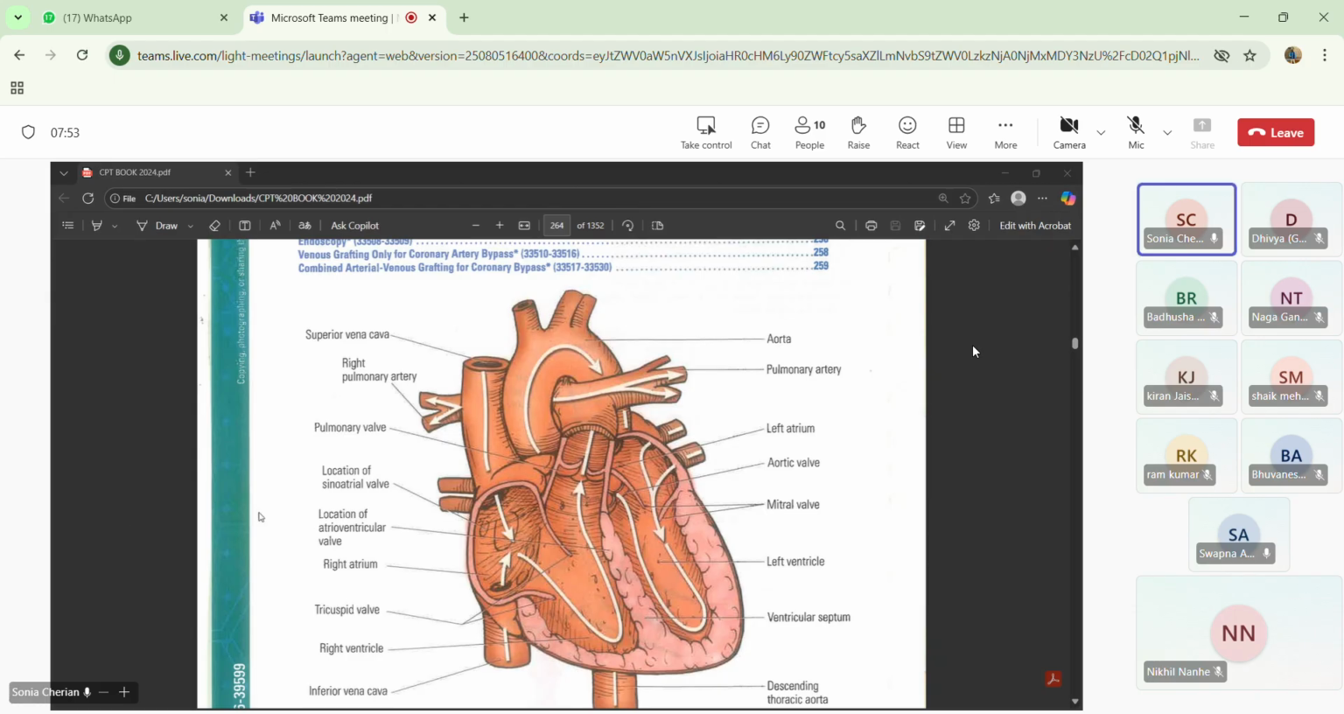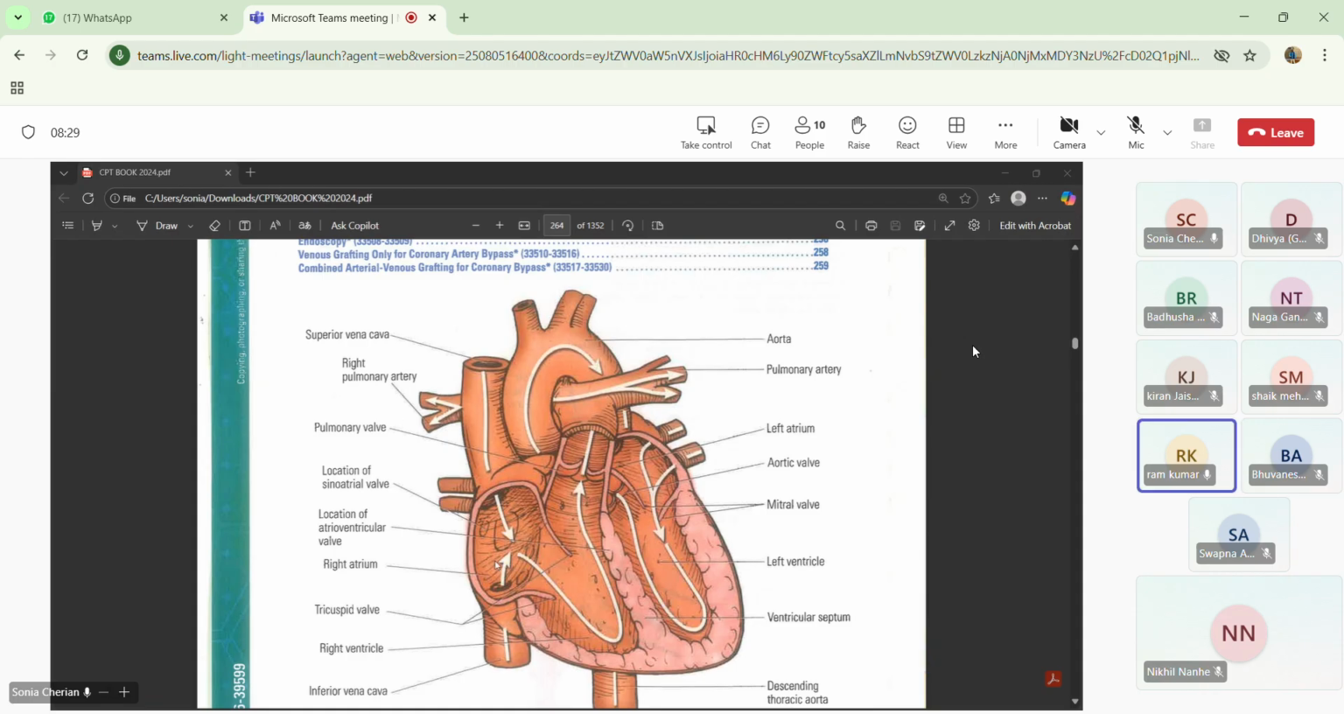So what are the common conditions or disorders that affect the heart? We have common conditions like arrhythmia, right? Arrhythmia is nothing but the heart beating too fast or too slow, an irregular rhythm. So that is one condition. We have tachycardia, bradycardia. All these are types of arrhythmias. So what is tachycardia? What is bradycardia?